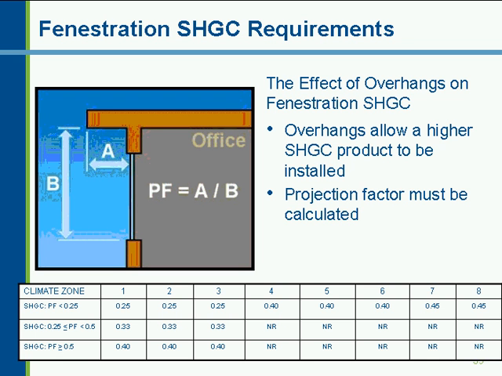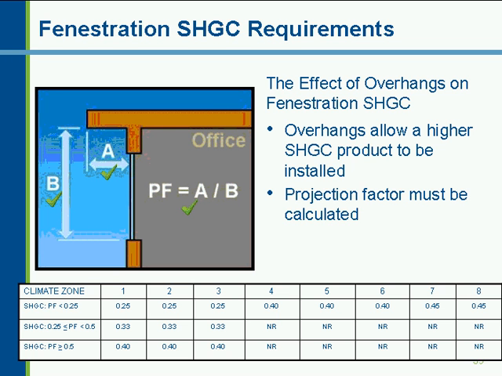We used the term projection factor earlier, and a projection factor is essentially the ratio of the overhang to the glass. So if I look at this diagram, I have two values. I have my A value, or the horizontal distance between the surface of the window to the farthest most point of the overhang, and my B dimension, from the bottom of the window to the bottommost point of the overhang. My projection factor is calculated by dividing the A dimension, or my horizontal dimension, by my vertical dimension to come up with a number.